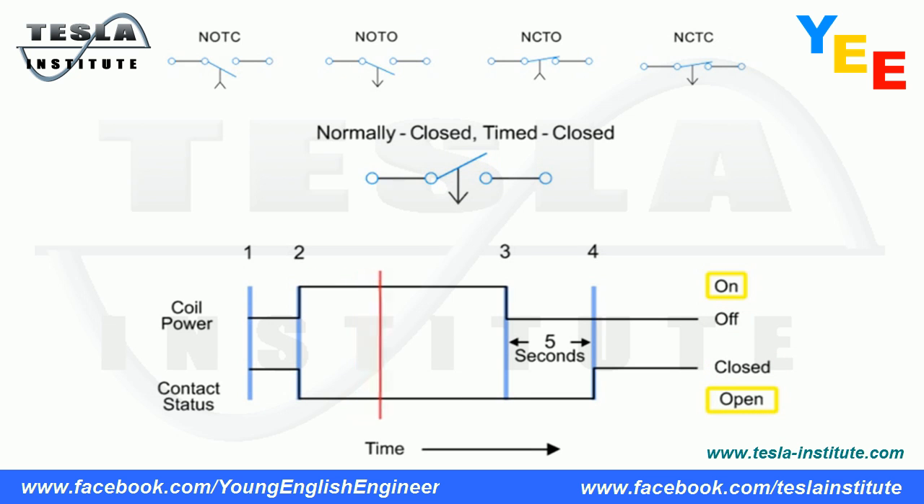However, unlike the NCTO contact, the timing action occurs when the coil is de-energized instead of when it is energized. Thus, the contacts open immediately when the coil is energized and close 5 seconds after the coil is de-energized.